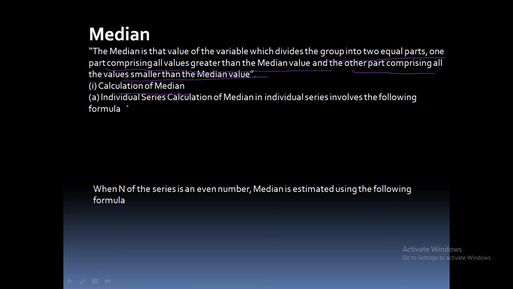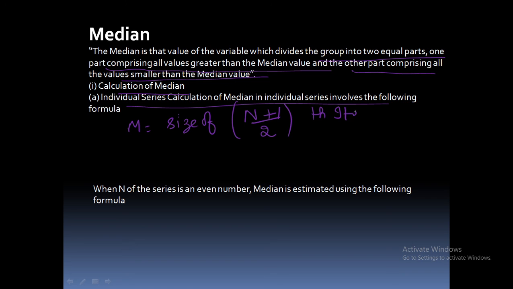Calculation of median in individual series involves the following formula. We use this formula: capital M is equal to size of (n plus 1) over 2th item. This formula is implemented when the series is given in odd number. When n of the series is an even number, the median is estimated by using another formula.